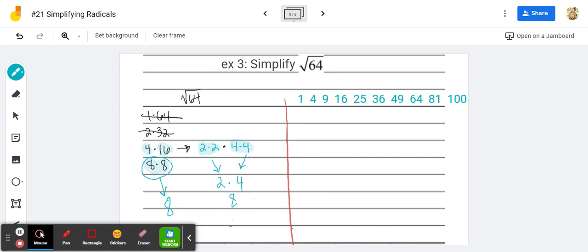Now, you also could have done that over here in your lineup. 100 is not there, but 64 is the guy I have. And 64 comes from 8 times 8. That is a perfect square with nothing left over. It literally is 8 as my simplification.